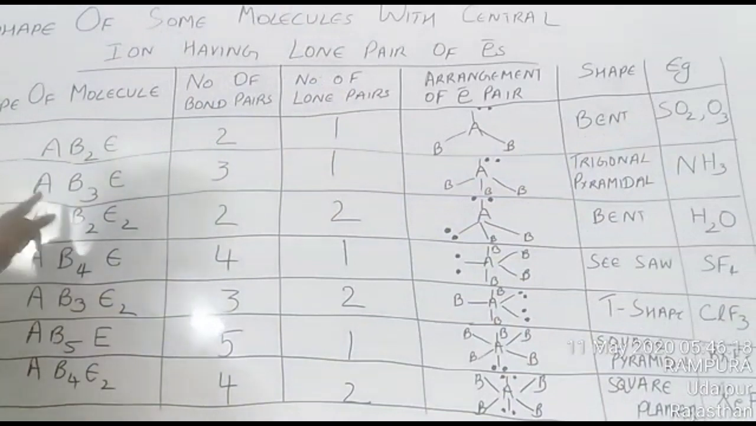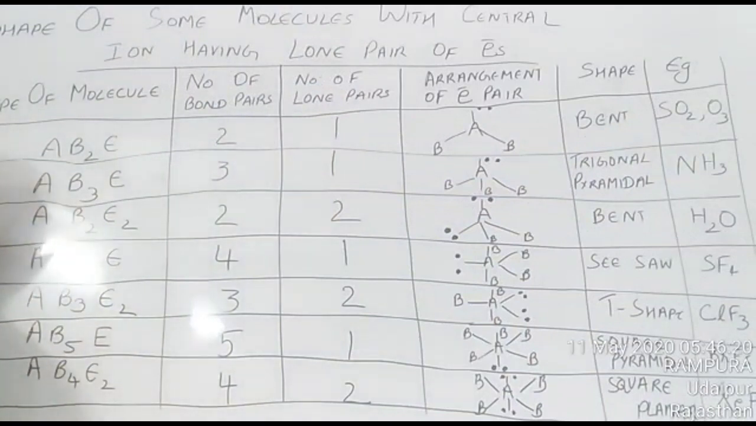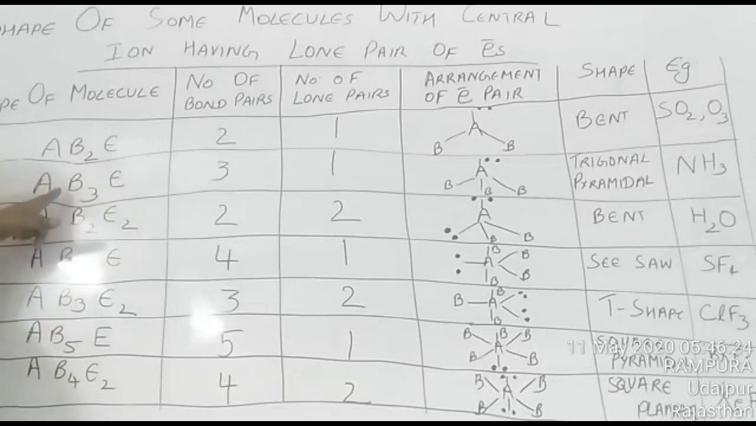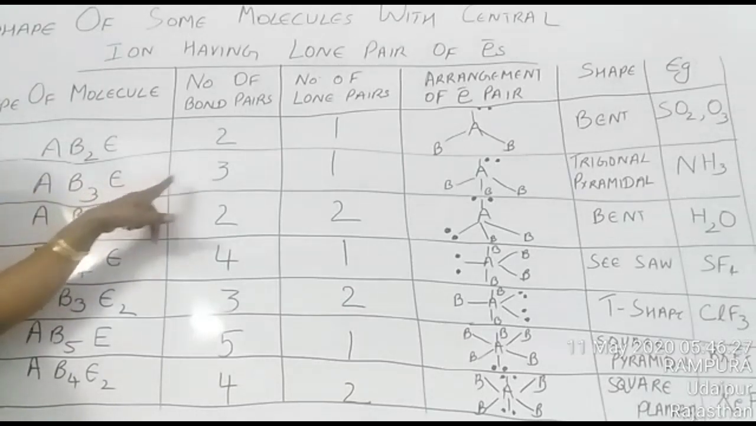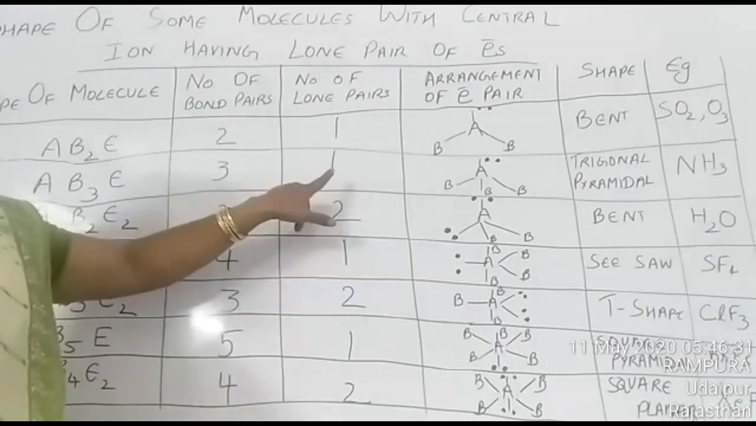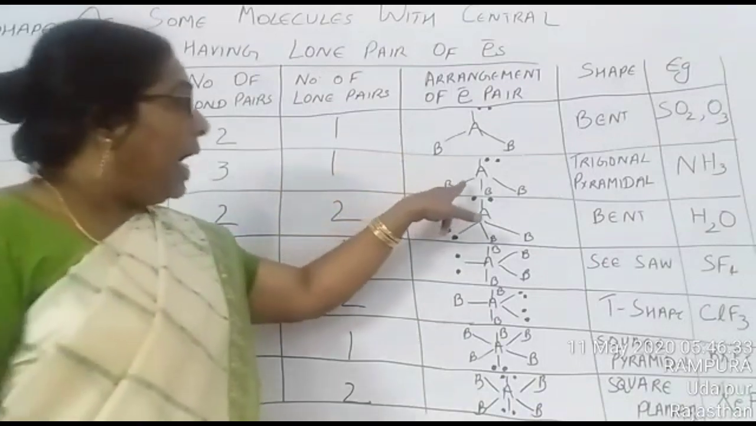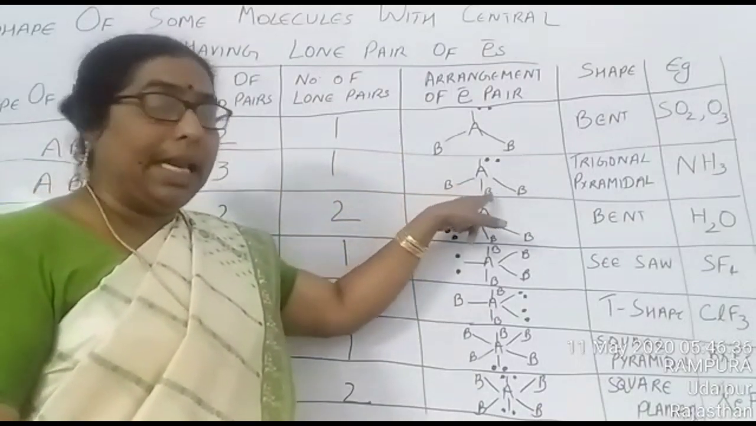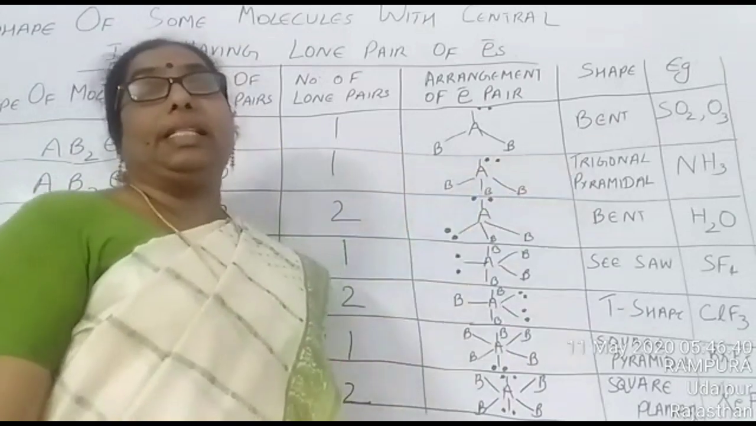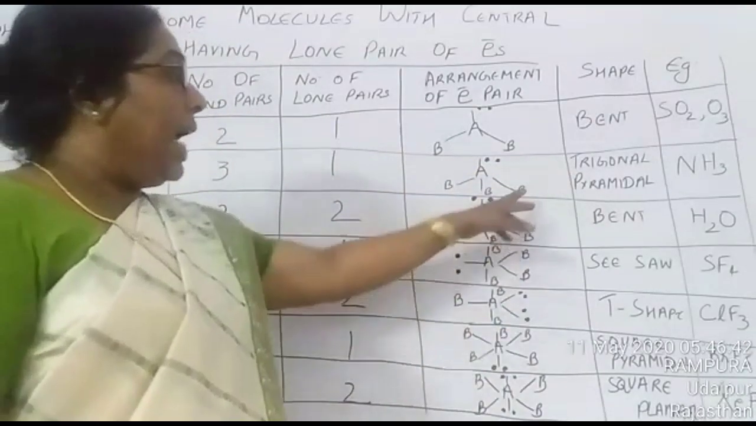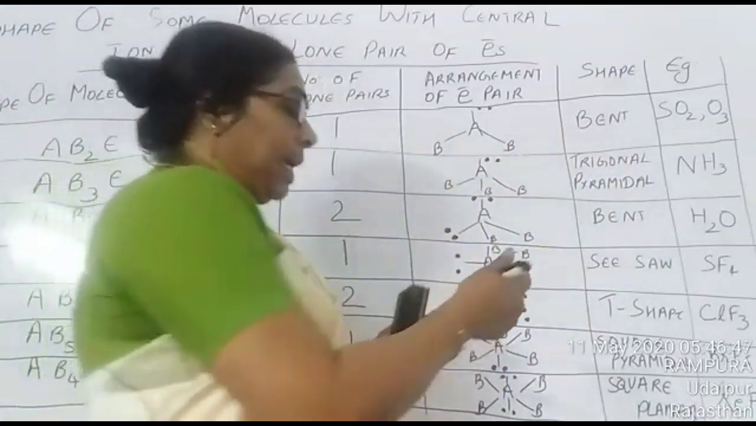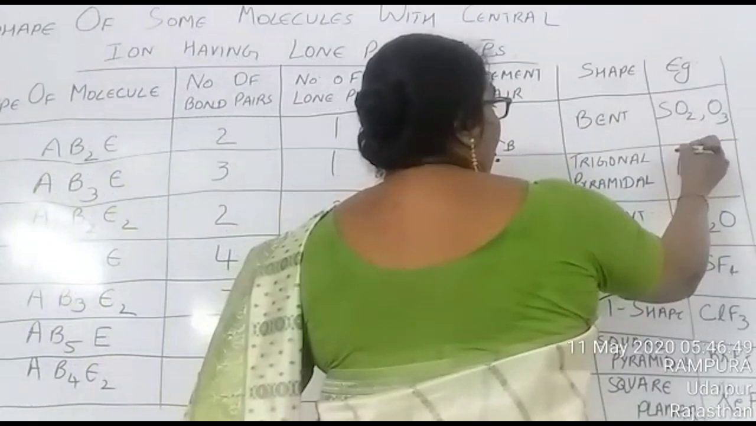Okay. Second example, let us consider the type of the molecule as AB3E. That means what is it? Three bond pairs and one lone pair. So this type of molecule possesses three bond pairs and one lone pair. So the arrangement will be like this. Just see, it has a pyramidal like shape with a lone pair. So we can see that the shape of the molecule is trigonal pyramidal, and ammonia is a simple example for this. This ammonia will be having this lone pair of electrons over here.